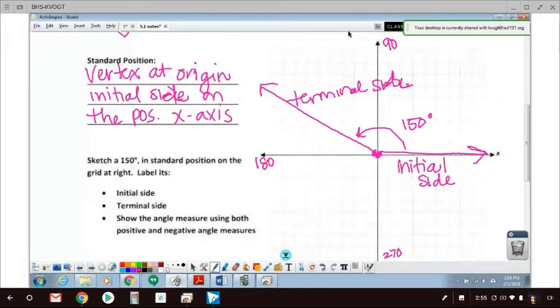If I now move backwards, this would still be my initial side. And this would still be my terminal side. But it's a different degree. I would go 180 this way and then another 30. So this would be negative 210 degrees. So that's an extra 30 degrees from negative 180. So knowing that you can measure both forward and backward is really important. And knowing that these are the same.